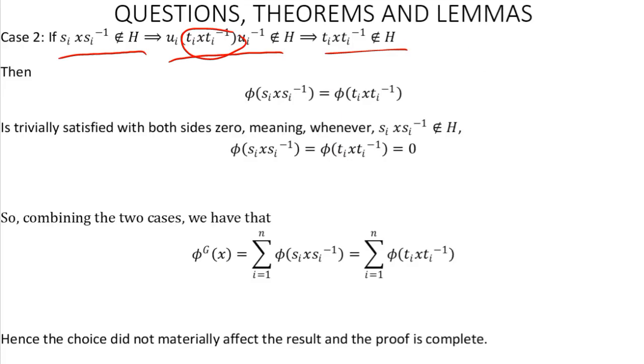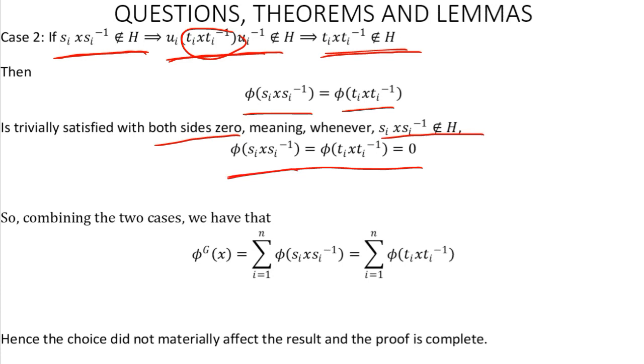So let's go back now. We've seen that if s_i inverse isn't in H, then all of this term wouldn't be in H. Therefore, t_i inverse wouldn't be in H. Hence, these two terms are the same, and guess what? They are all equal to 0. So it trivially satisfies both sides because they go to 0. Whenever s_i inverse lies in H, this is equal to this, and you get the value 0 for the other terms.